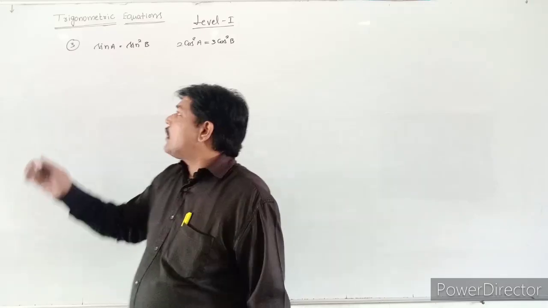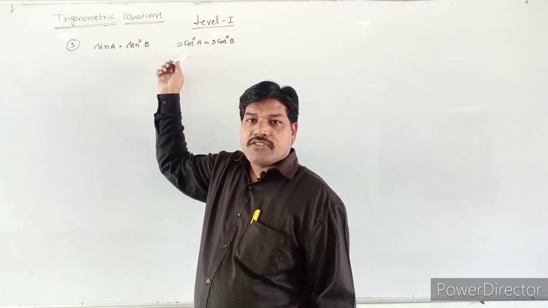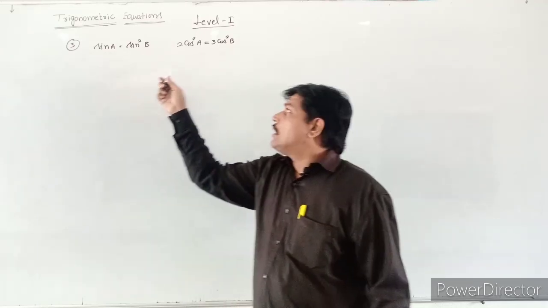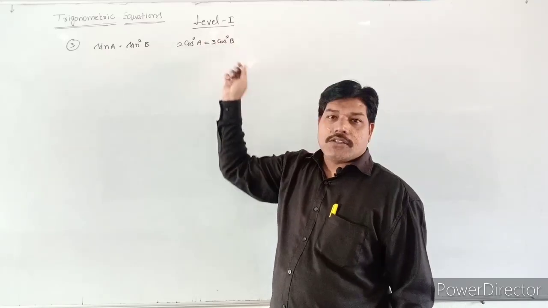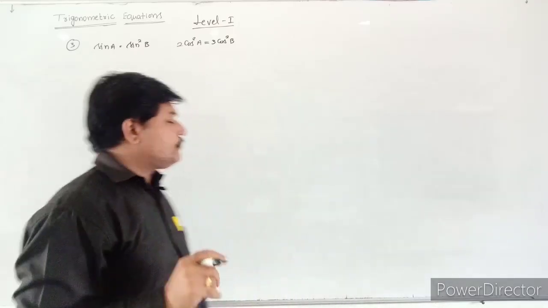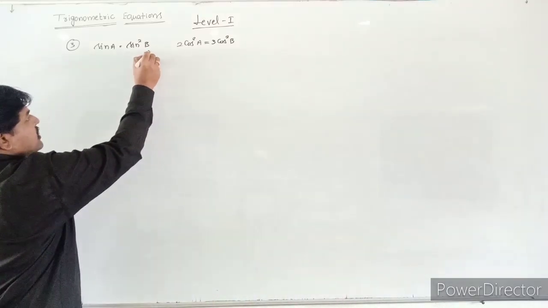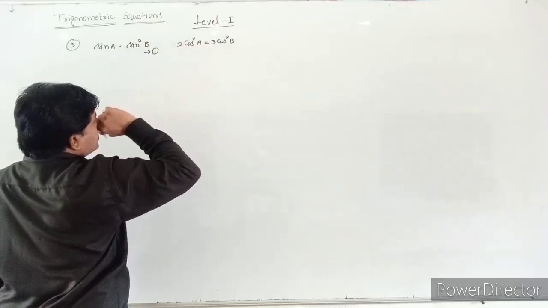The first condition given is that sin A is equal to sin square B, and the second condition given is that 2 cos square A is equal to 3 cos square B. So how to solve this equation? I will take this as equation number 1, and take the condition 2 cos square A is equal to 3 cos square B.